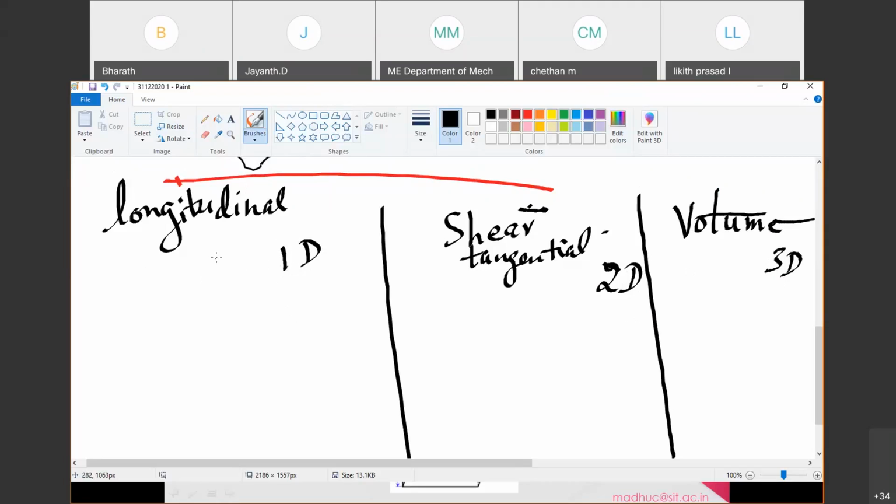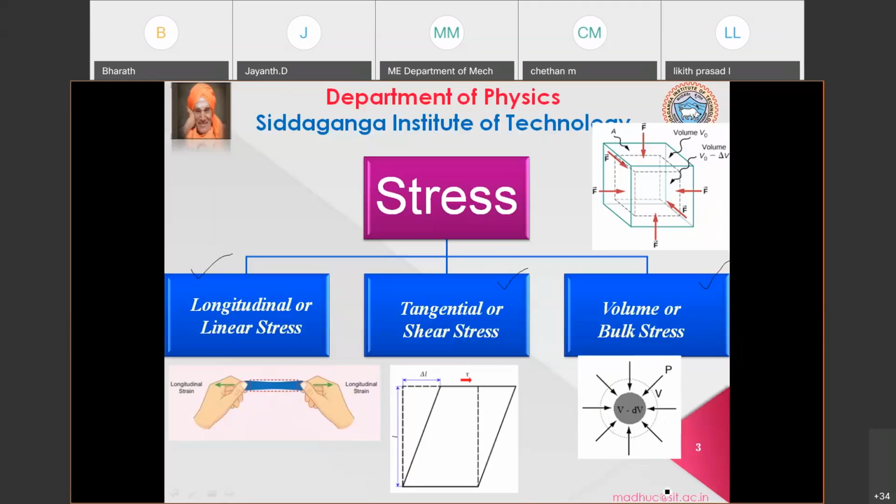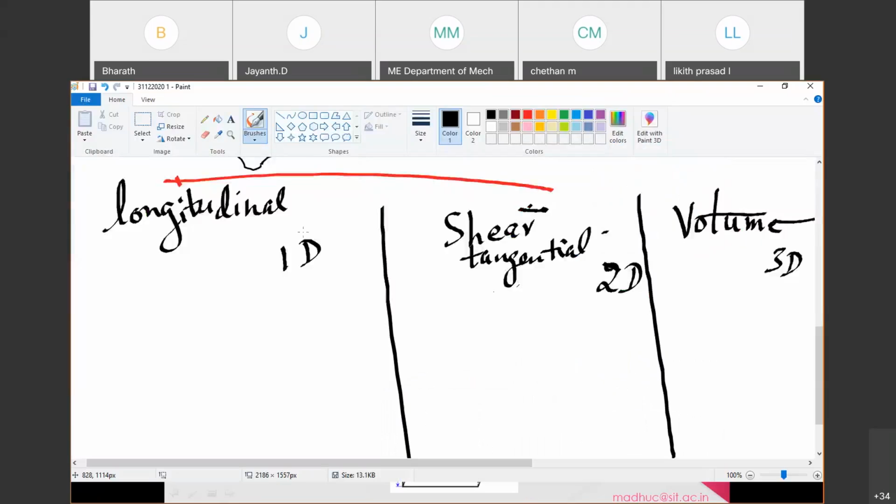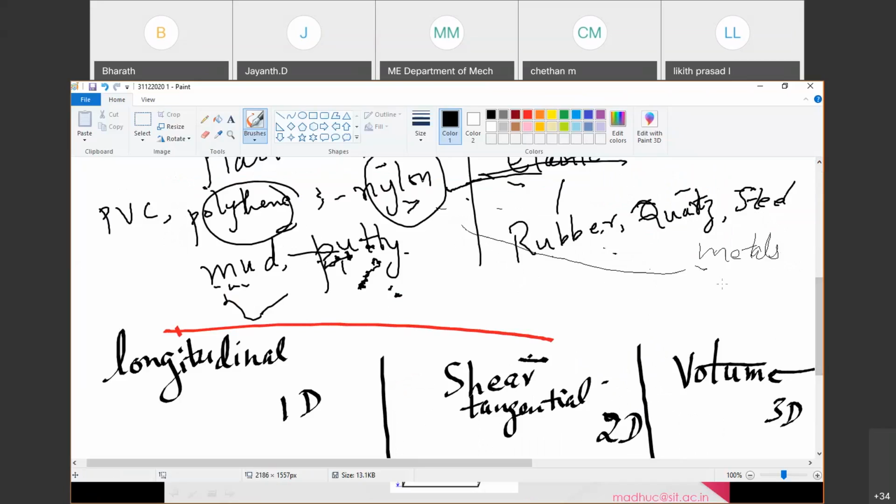If I want to give a description of any physical quantity, for example your physical description, normally you say I am 5 feet tall, maybe 1 foot wide, and maybe three-quarters of a foot of thickness. So if you want to describe any object, you need three dimensions: length, breadth, and height.